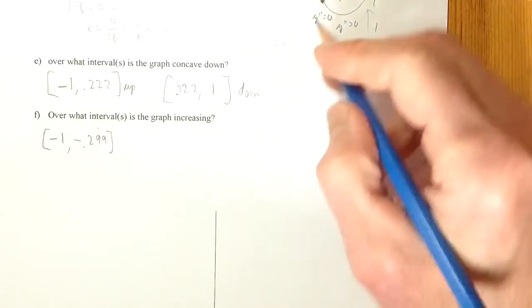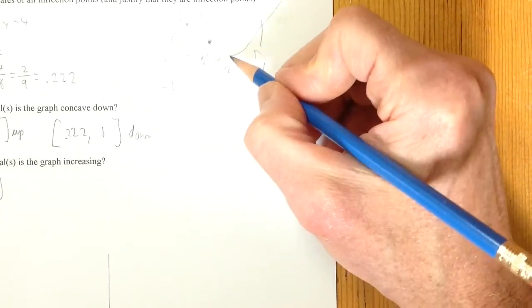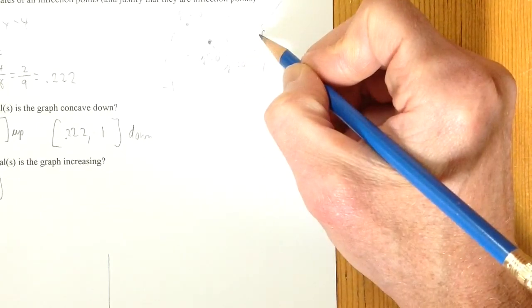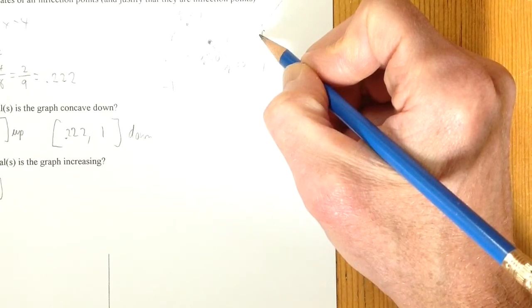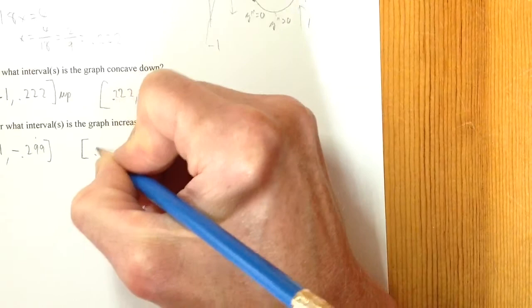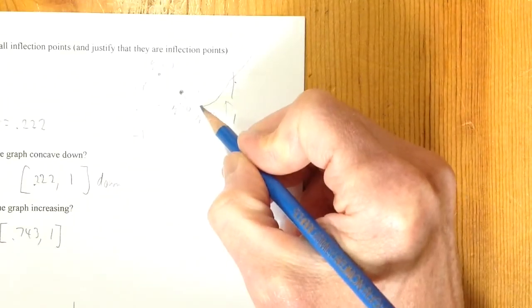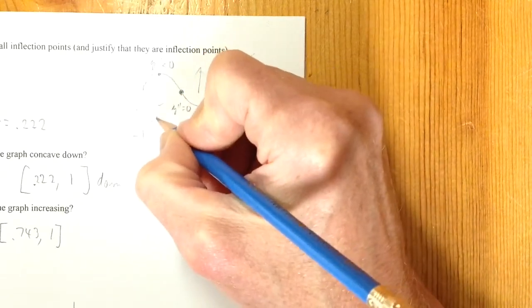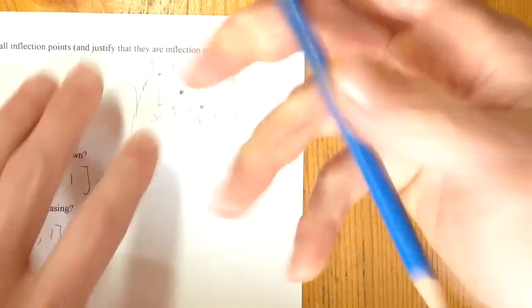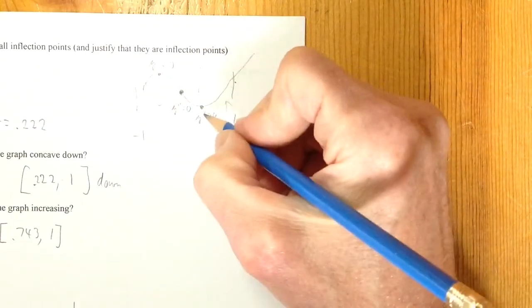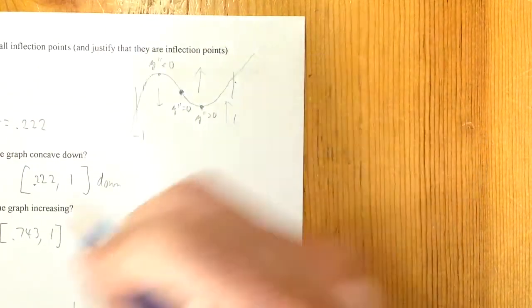And also it's increasing from the minimum value to 1, right? This minimum value to 1. The minimum value was 0.743. That was our minimum. So also from 0.743 to 1. Okay, from the minimum value here, which is 0.743, this was at -0.299, and then this one's at 0.2. Now, okay, so that's where it's increasing.